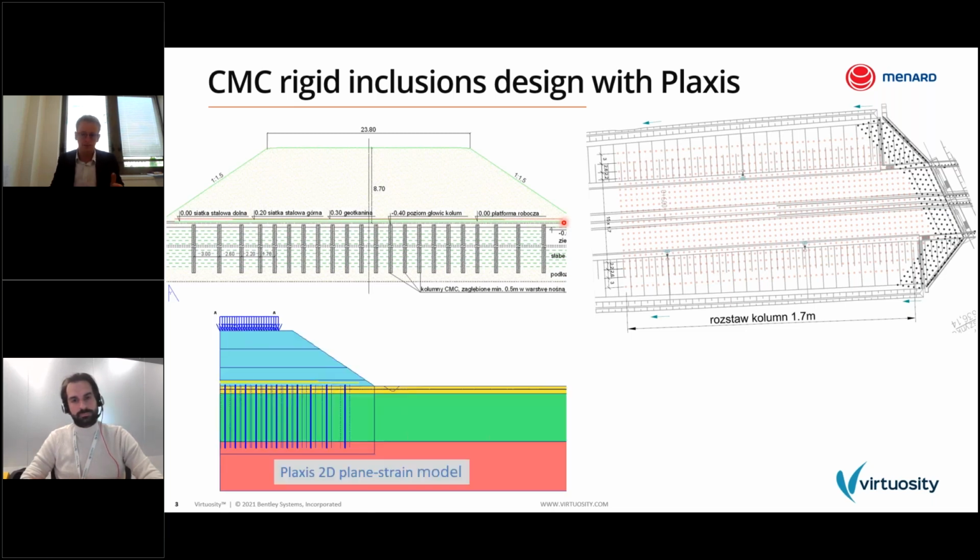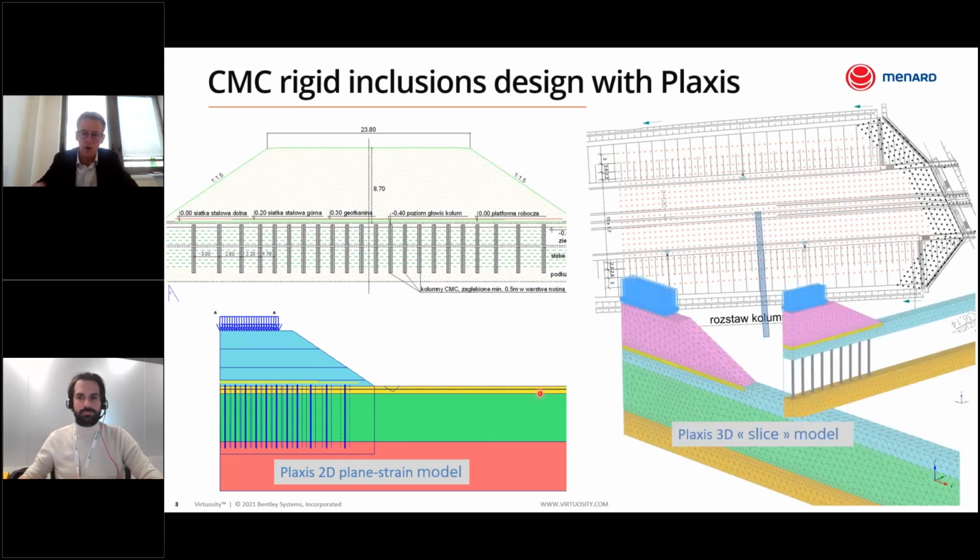We have two options, either using PLAXIS 2D. In this case, we use 2D elements, so plate elements or embedded beam row elements to represent the CMC rows. Some initial calibration is required. And the other option is to use PLAXIS 3D and to run a slice model, that is to say a model which is centered around a CMC row. So CMC here are represented by clusters, so by volume elements.